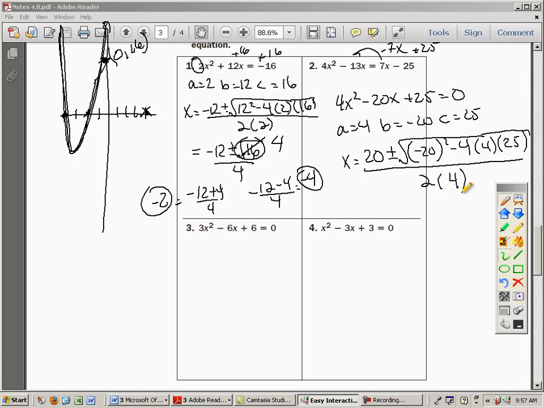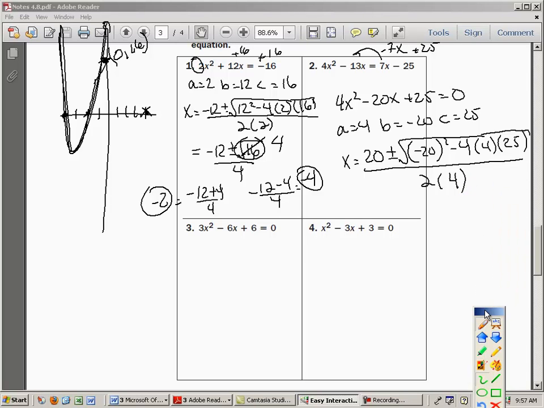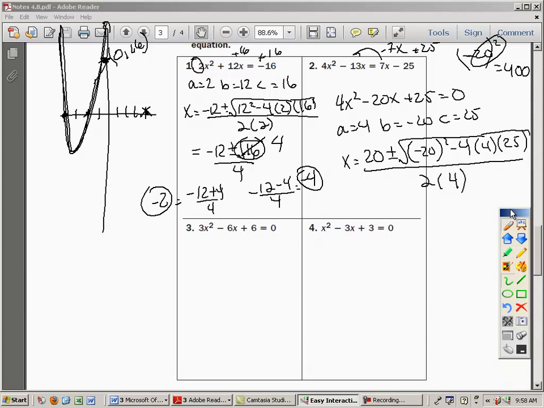Now, simplifying underneath the radical, you get negative 20 squared. Make sure when you do negative 20 squared in your calculator, you don't just type negative 20 squared, because it's going to square it, then make it negative. We're going to square negative 20, which should become positive 400. So make sure you're getting positive 400 there. Very common mistake where people get the wrong sign there.